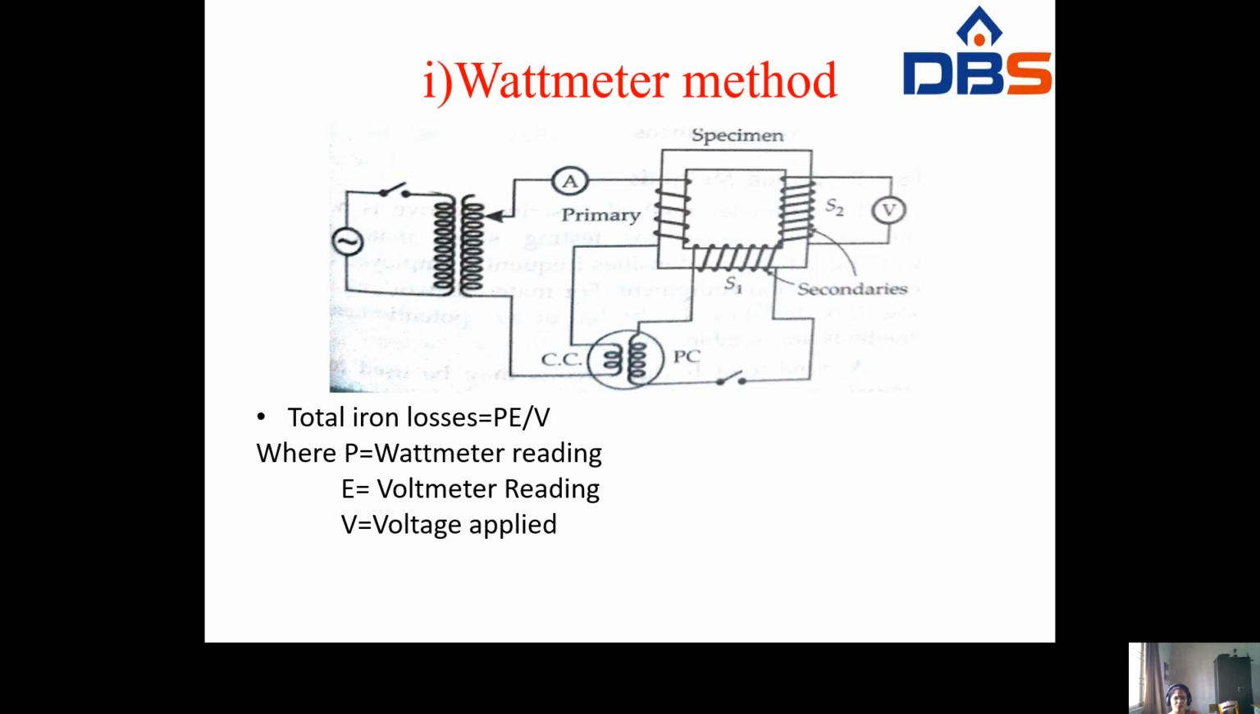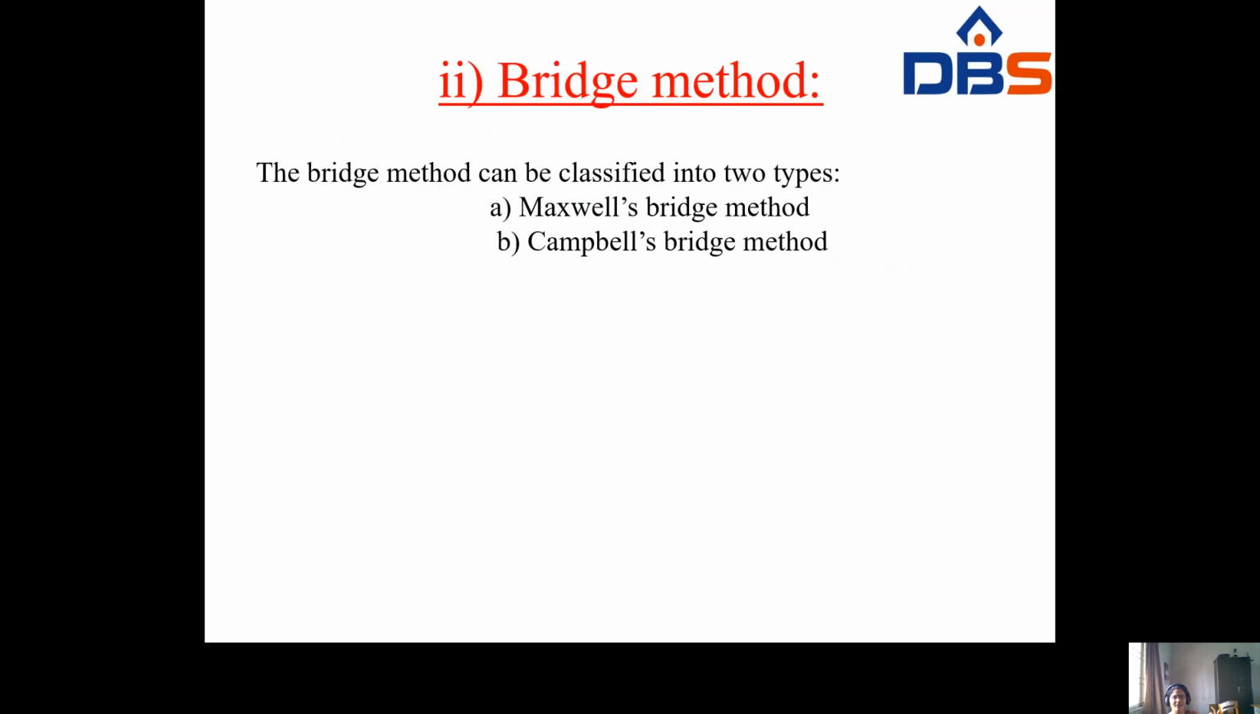Whenever you close the switch, current flows through the meter. At that time there exists a potential difference, and that potential difference is measured by the voltmeter, so you get the voltmeter reading and the wattmeter reading. Whenever you know the voltage and current values, you can directly get the power value. V is how much voltage is applied. So once you know all these values, you can directly get the total iron losses by using the wattmeter method.